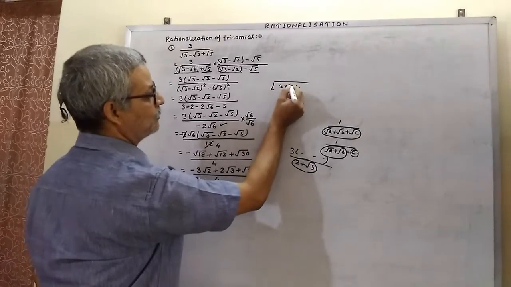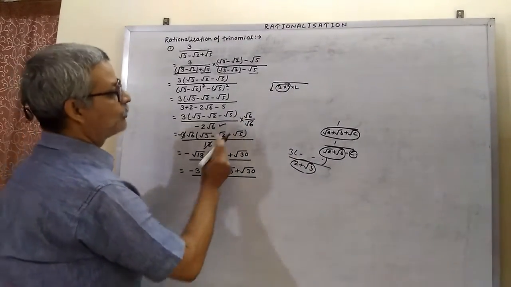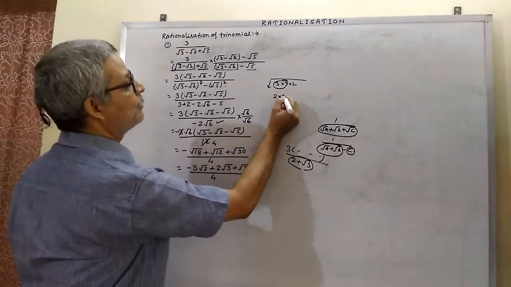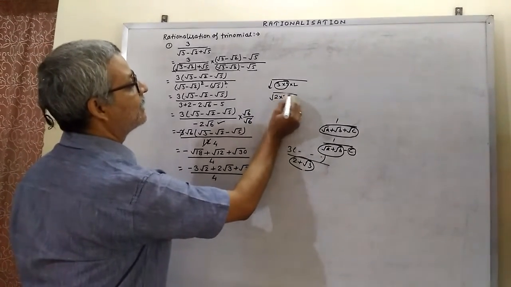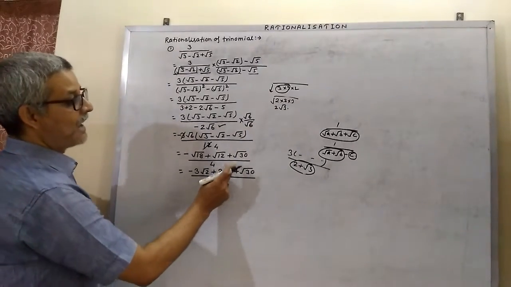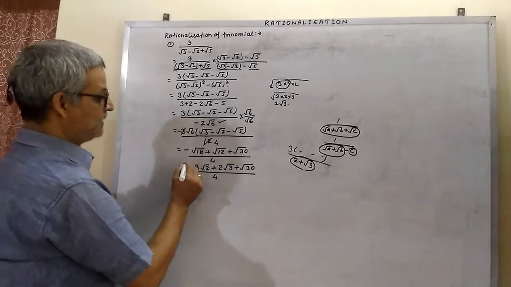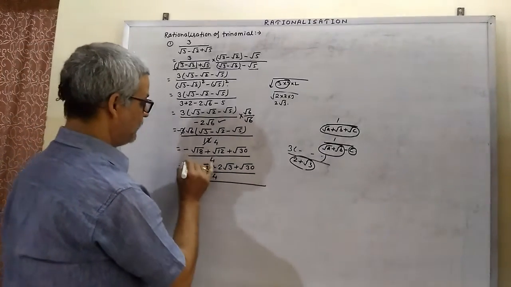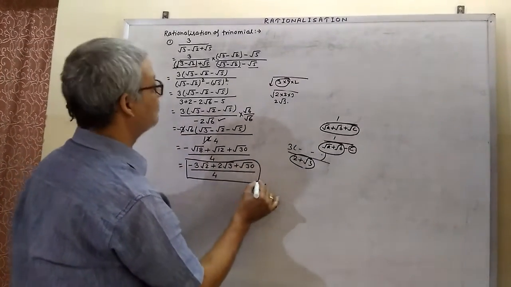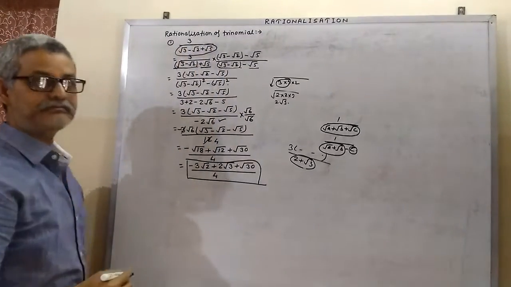They are root under, so one pair of 3 is outside, so 3 root 2. Root 12 can be written as 2 into 2 into 3 root under, so one 2 comes outside, so that is 2 root 3, and plus root 30 divided by 4. This is the rationalization of a trinomial, if all three terms in the denominator are in irrational form.